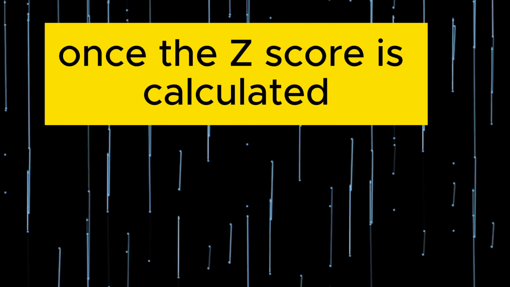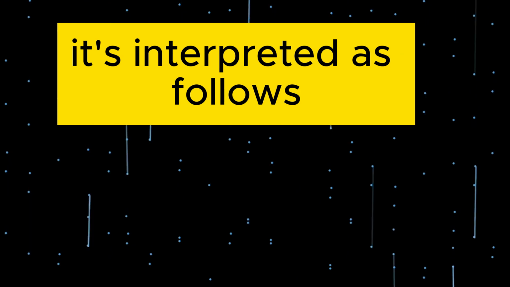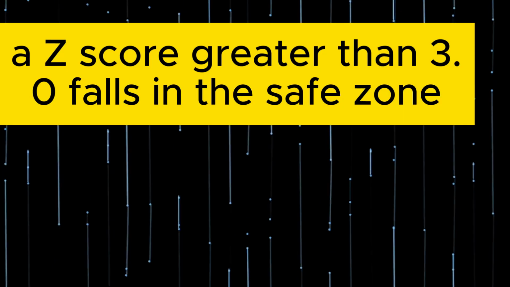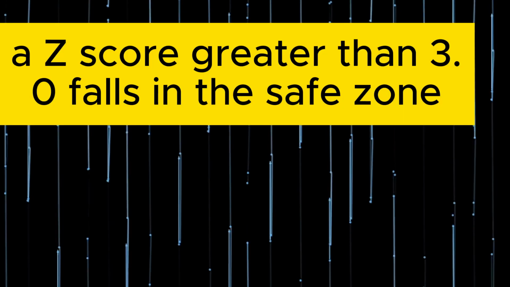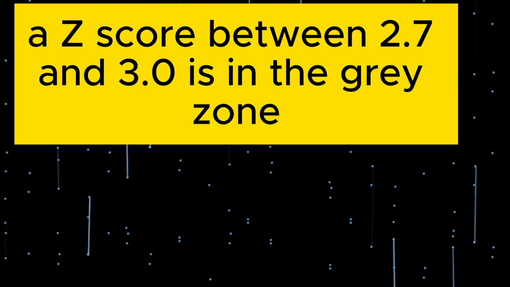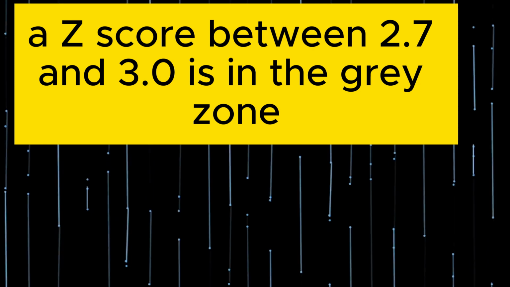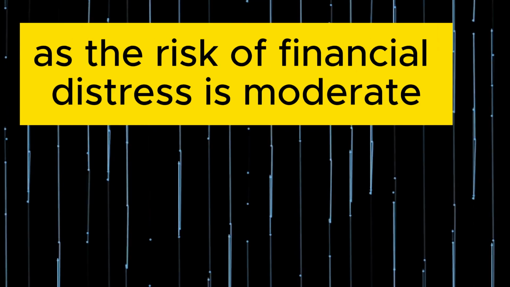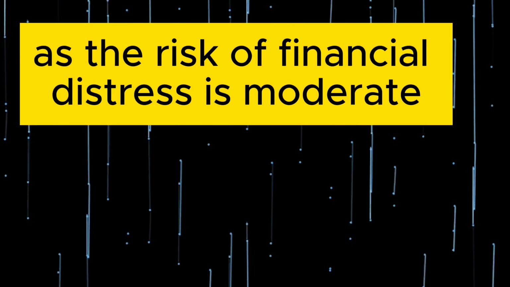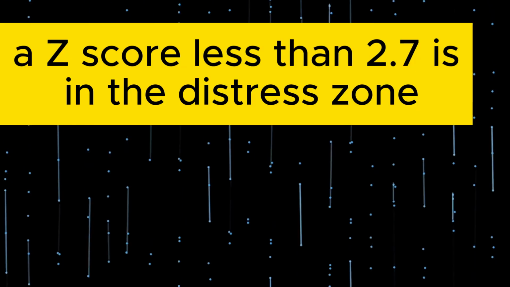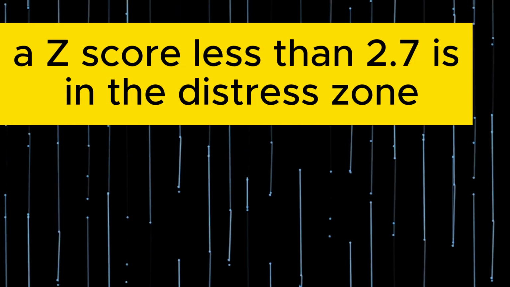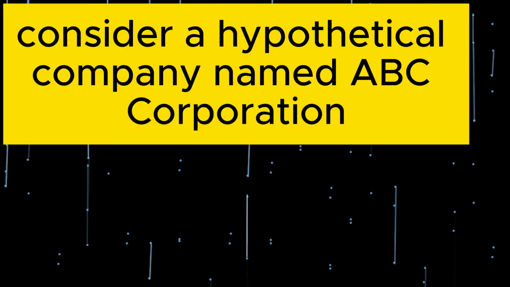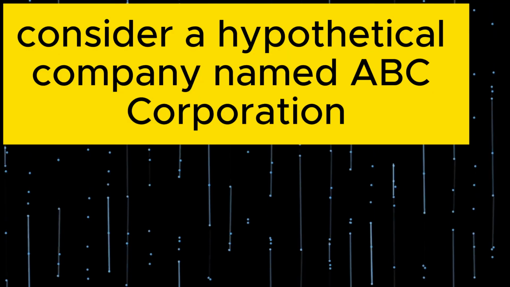Once the Z-score is calculated, it's interpreted as follows. A Z-score greater than 3.0 falls in the safe zone, indicating a low risk of bankruptcy. A Z-score between 2.7 and 3.0 is in the gray zone, signaling a need for caution as the risk of financial distress is moderate. A Z-score less than 2.7 is in the distress zone, indicating a high risk of financial distress or bankruptcy.